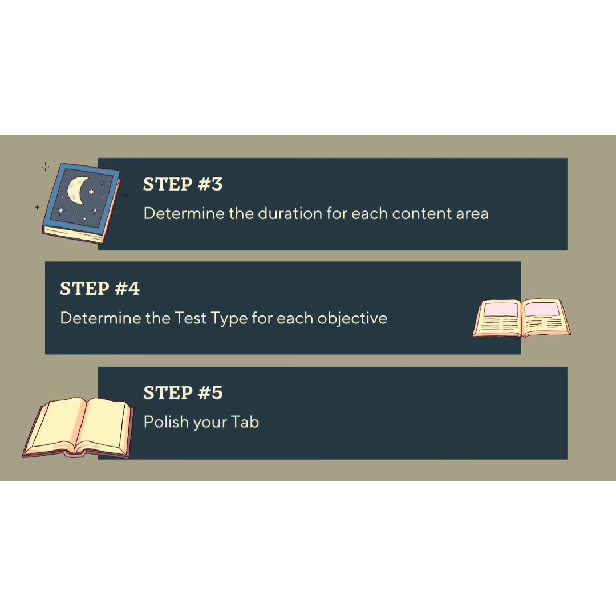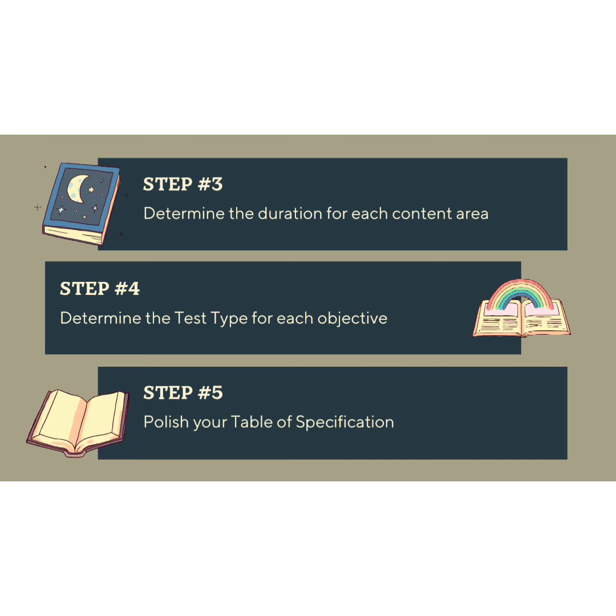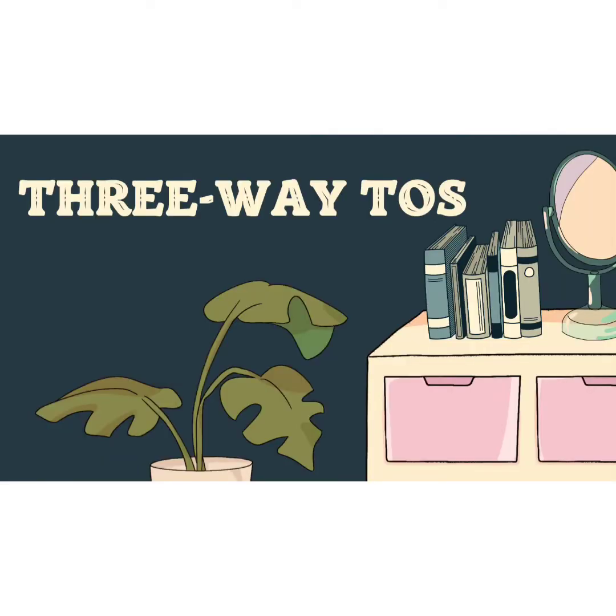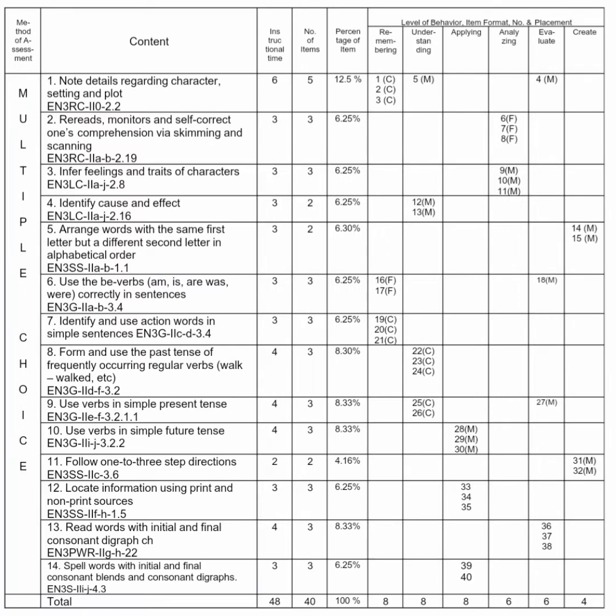Step number 5. Polish your table of specification. After your initial draft of the table of specifications, it's time to polish it. Make sure that you have covered in your table of specifications the important topics that you wish to test. The number of items for your test should be sufficient for the time allotted for the test. And now that we know what is TOS and how to create it, we will now discuss the three-way TOS. This is an example of a three-way TOS.